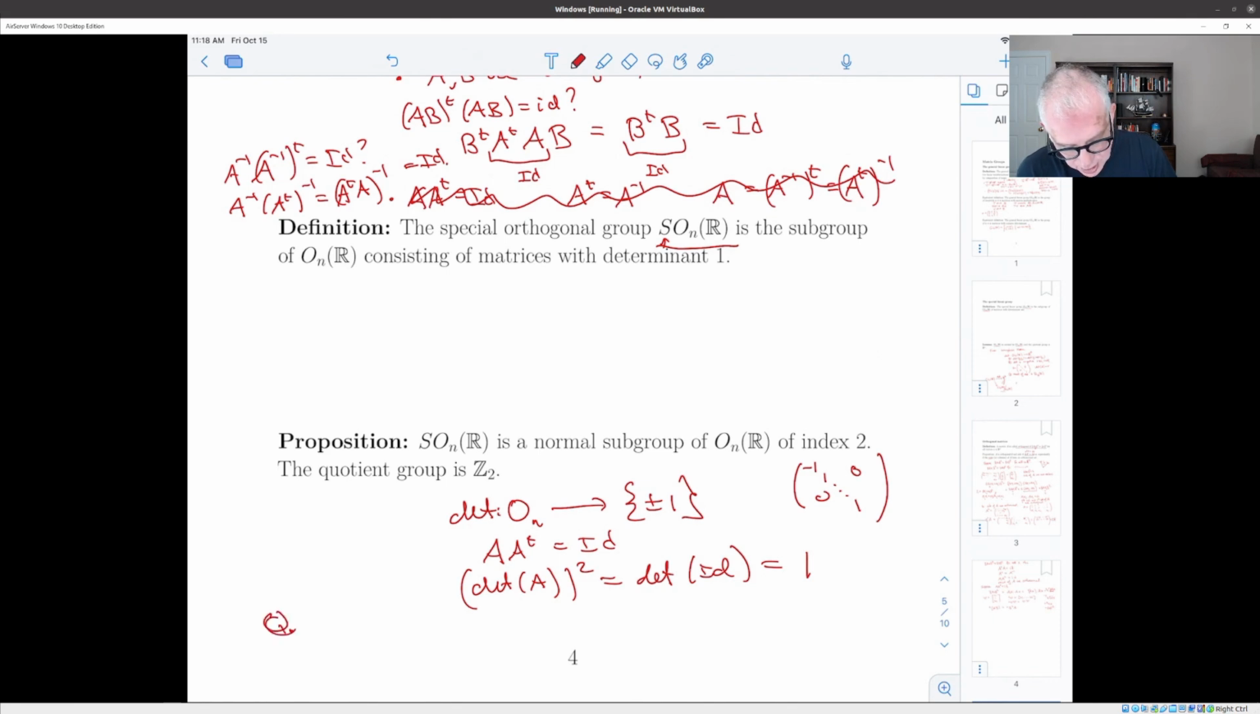We see that we have O_n going onto plus or minus 1 by a homomorphism, because the determinant is a homomorphism. So if we take O_n mod SO_n here, there has to be an isomorphism between this factor group and the image of this homomorphism, which is surjective. So the quotient group O_n mod SO_n is just the group with 2 elements, corresponding to the multiplicative group with plus or minus 1.